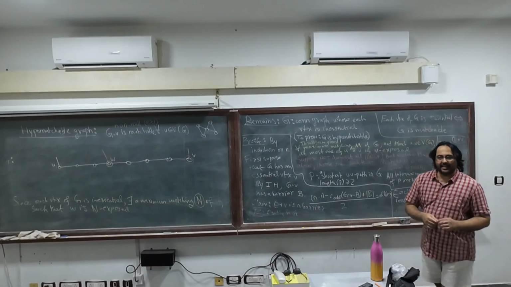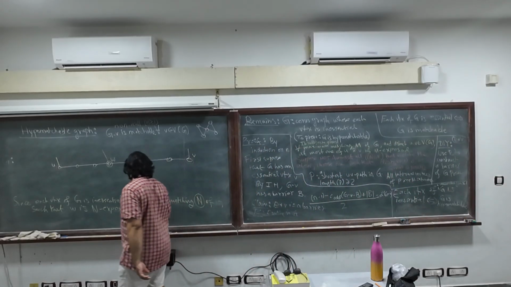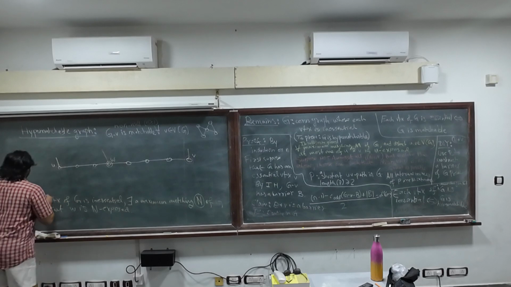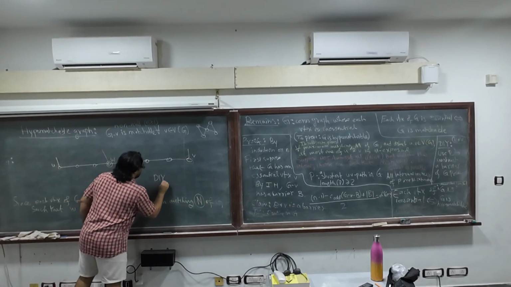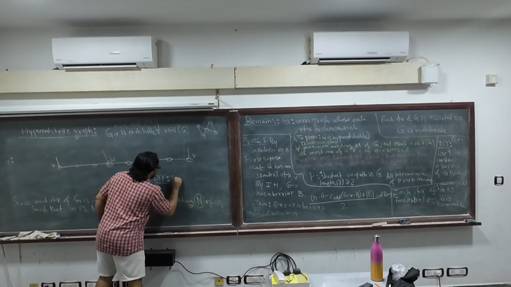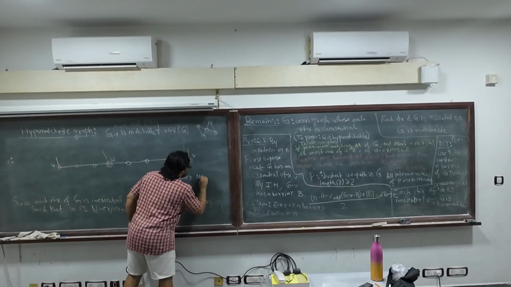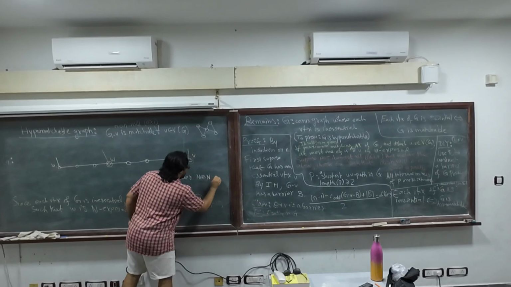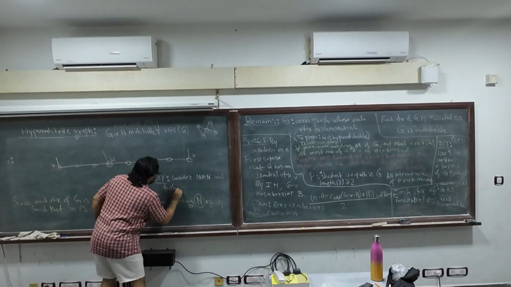So maybe what I want you to do is think about the symmetric difference of two matchings and see if you can finish the proof. DIY. Consider M symmetric difference N and finish the proof.